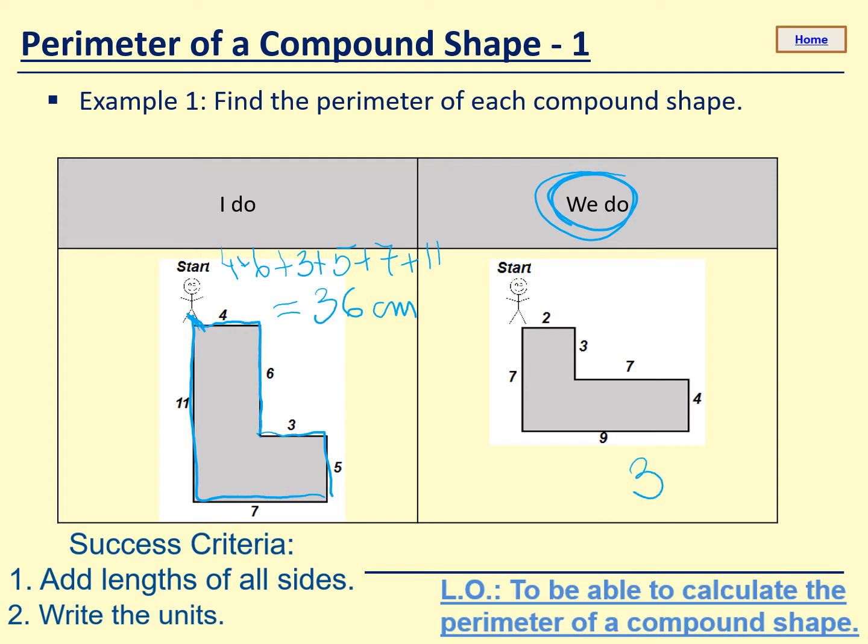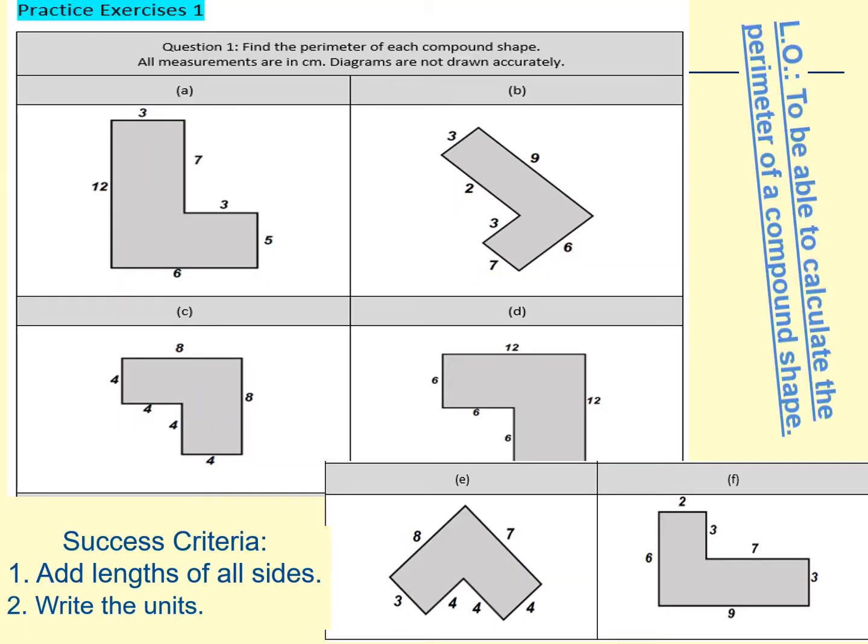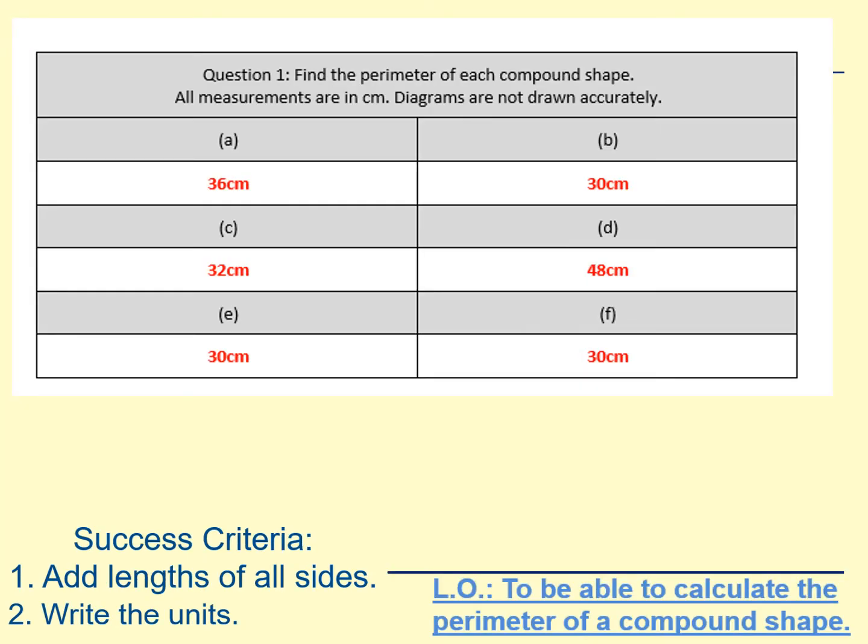If you have 32 centimeters, well done. Now, just to consolidate this knowledge, make sure that you know how to do it. Try to pause this video and work out the perimeters of every single one of these shapes. So again, success criteria: add lengths all around all sides. So walk around the shape and add all the lengths of each side, and write the units at the end. They are all in centimeters. And here are the answers. If you have all 6 of them correct, well done.